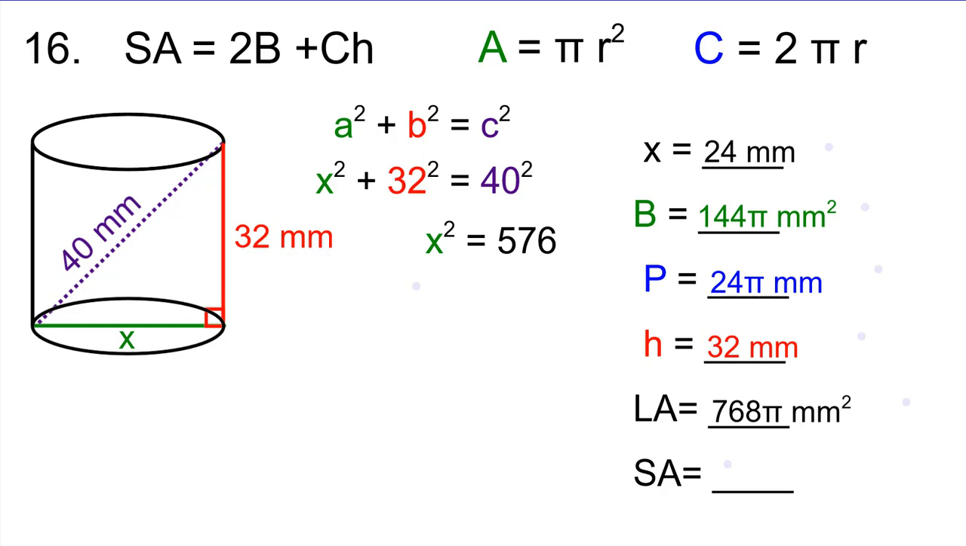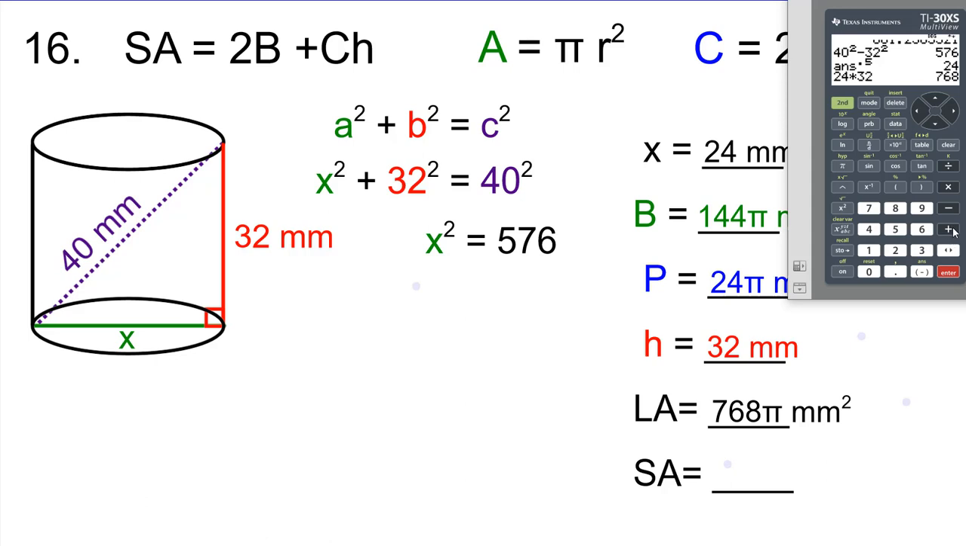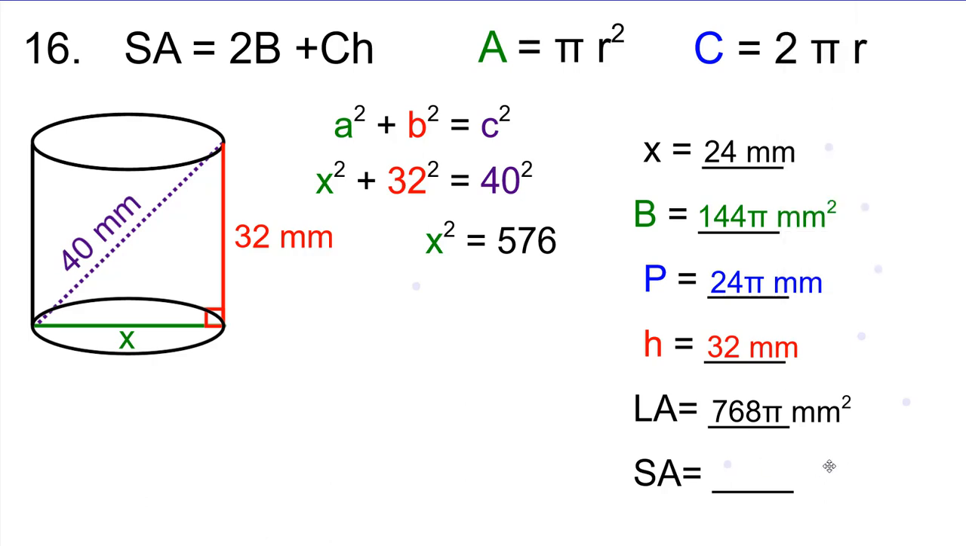Okay, we're good. Then the surface area, once we have our lateral area going around the bases, we have to add our two bases. We said our bases were 144 pi. So I'm going to add two of those, which is going to be 288, and still in terms of pi, right? So that's going to be 1056 pi. There you go, millimeters squared.